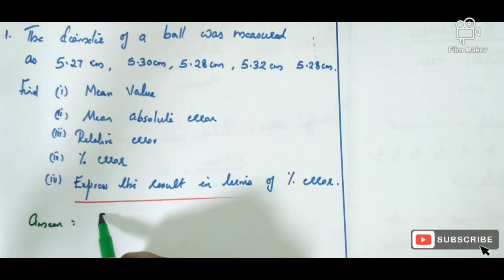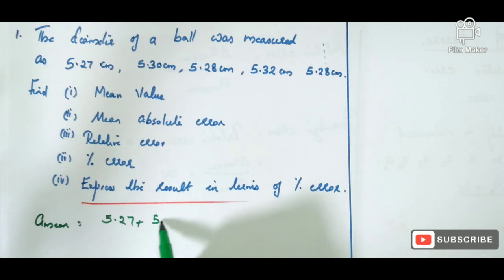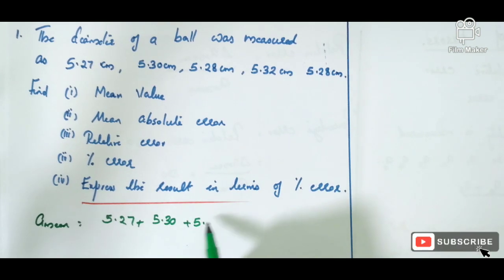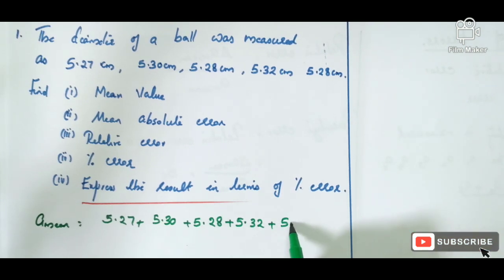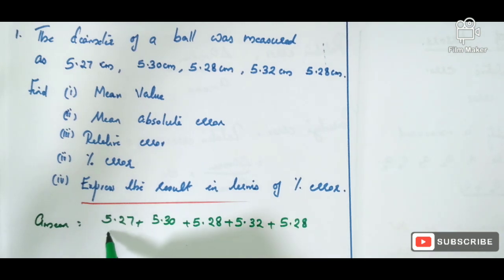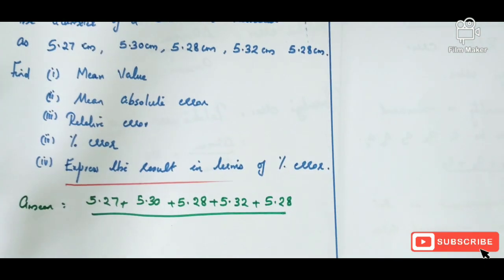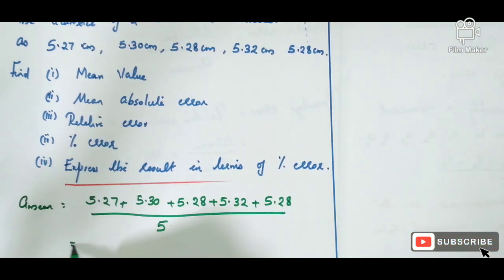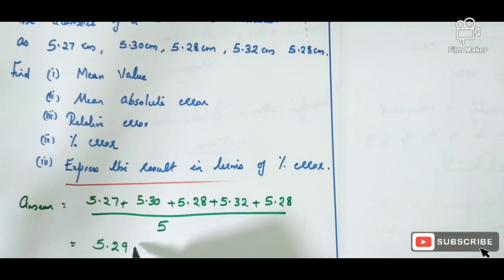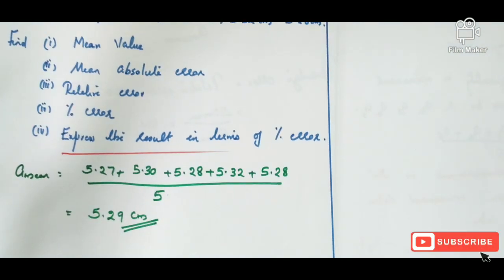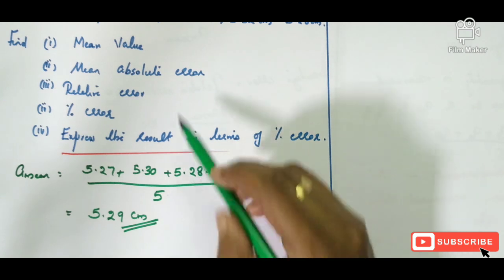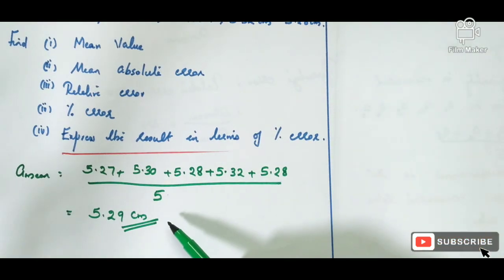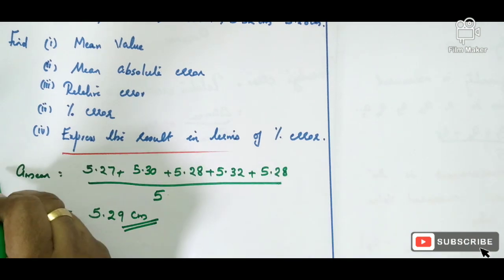A mean equals 5.27 plus 5.30 plus 5.28 plus 5.32 plus 5.28. These are the observations given, divided by how many observations are there? 5 observations, therefore divided by 5. So if you find the mean value, it is found to be 5.29 centimeter. Okay, so first find the mean of all the observations. Next step, we have already calculated the mean value, so that's the first one.